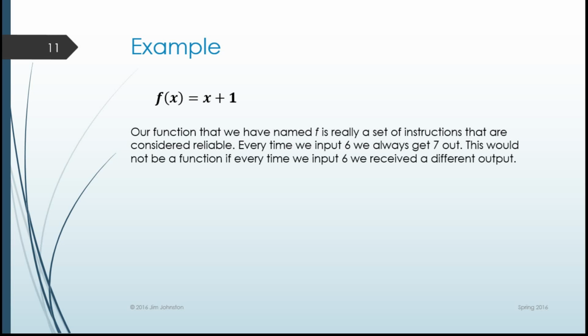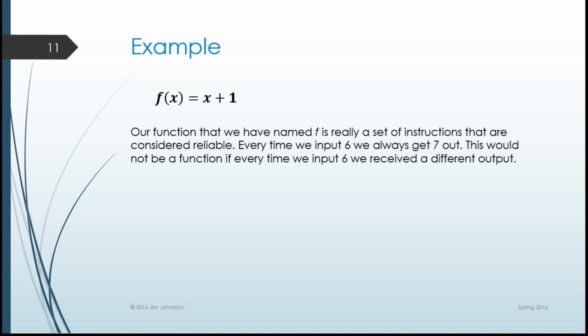So our function that we have named f is really a set of instructions that are considered to be reliable. Every time we input 6, we always get 7 out. This would not be considered a function. Okay, this is important. This is not a function if every time we input 6, we get a different answer out. We need our functions to be considered reliable.